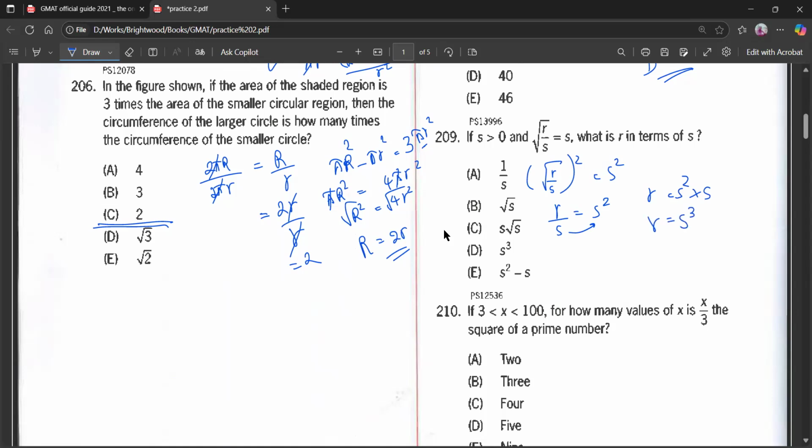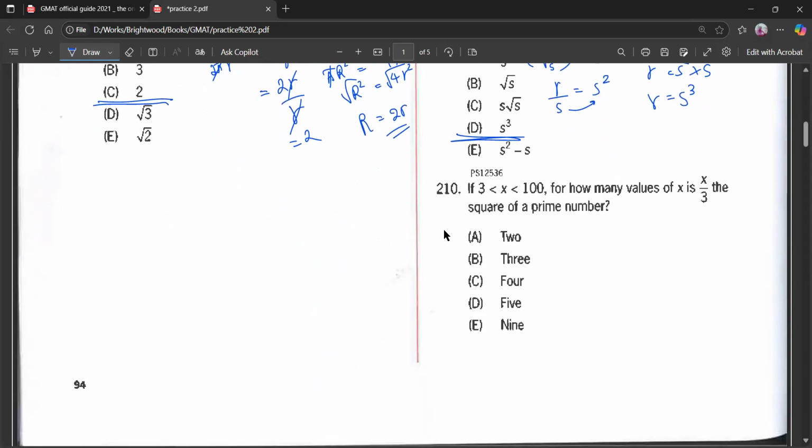They ask you what is R. It should be S cubed. R equals S cubed. It is C. If you take the squares of both sides, you can easily get it. Okay, you have to simplify a little. Yes, you have to simplify it.